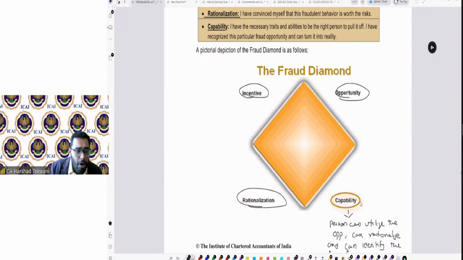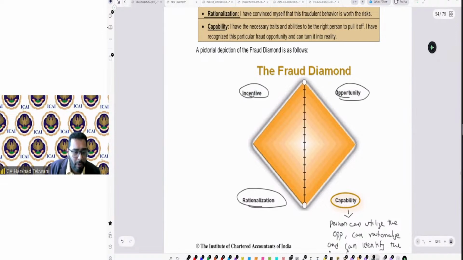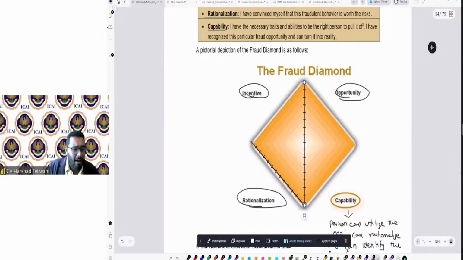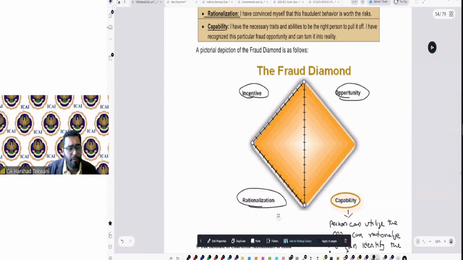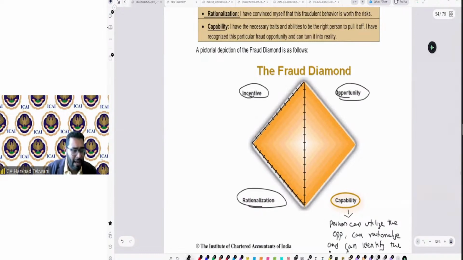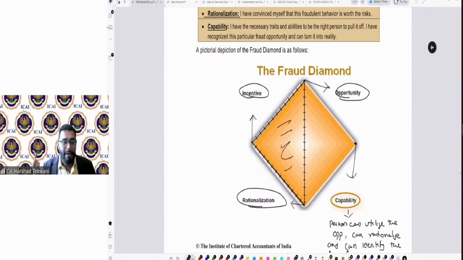Clear? So the fraud triangle was basically a part, you can say, of this one. If I talk about this particular area, this was the fraud triangle, which was based on incentive, opportunity, and rationalization. But when one more point came into the picture, that is capability, it became the fraud diamond. A very important aspect of fraud.